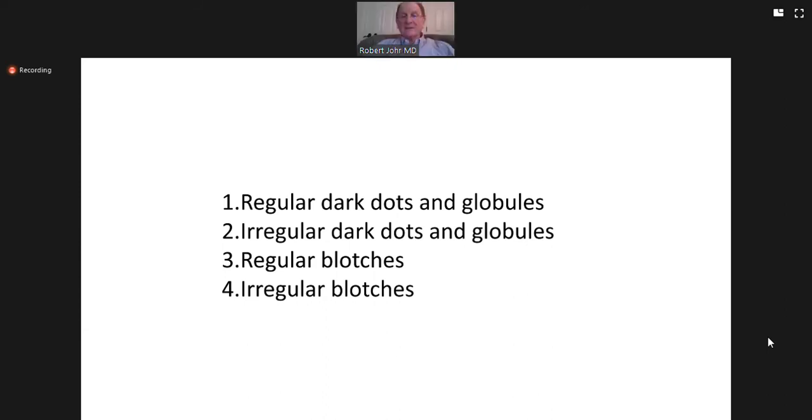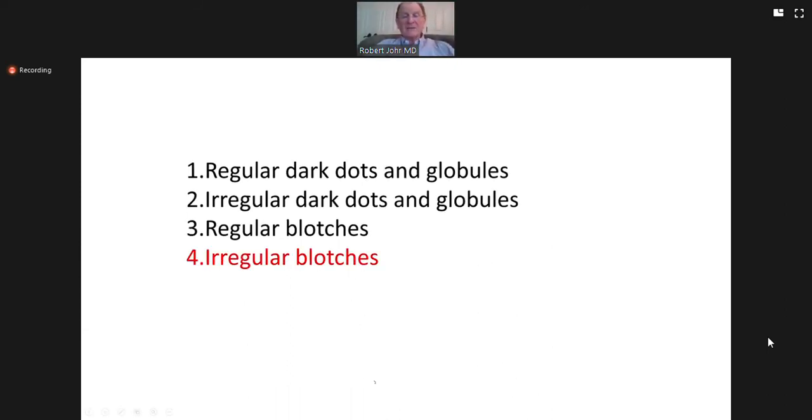So what's the answer? Oh, that's the answer, irregular blotches. Okay, so not everybody, okay. So let's go to the next. So what are these structures here?